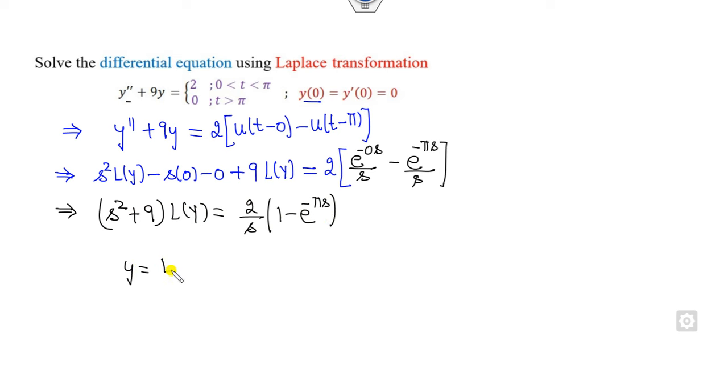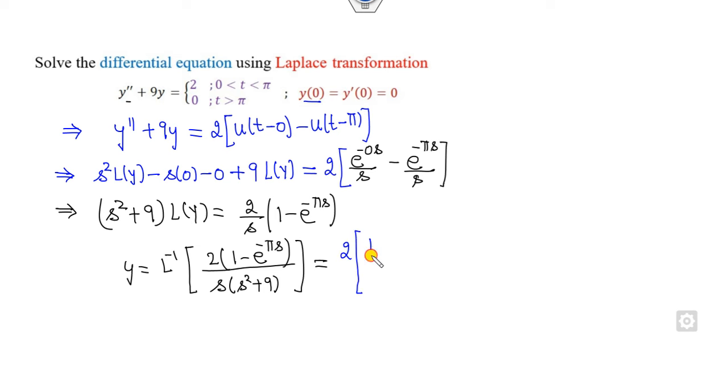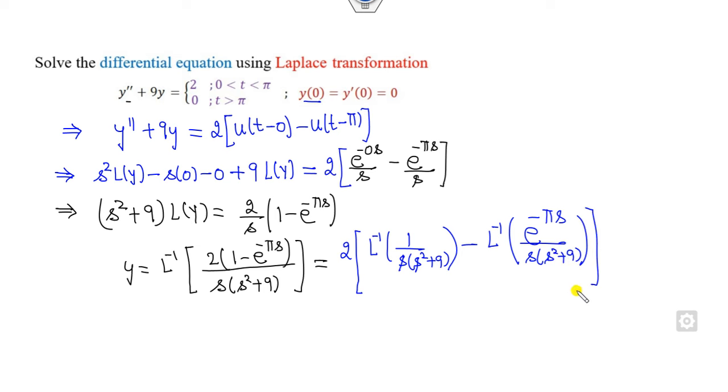So again you can see this is the auxiliary equation. So y will be the Laplace inverse of 2 into 1 minus e raised to power minus pi s divided by s into s square plus 9. Fine. So I can also write this quantity with 2 outside: Laplace inverse of 1 over s into s square plus 9, minus Laplace inverse of e raised to power minus pi s over s into s square plus 9. Fine. So how can you find the first quantity?